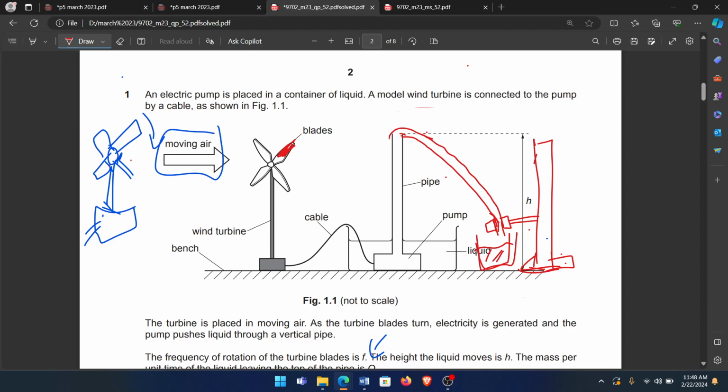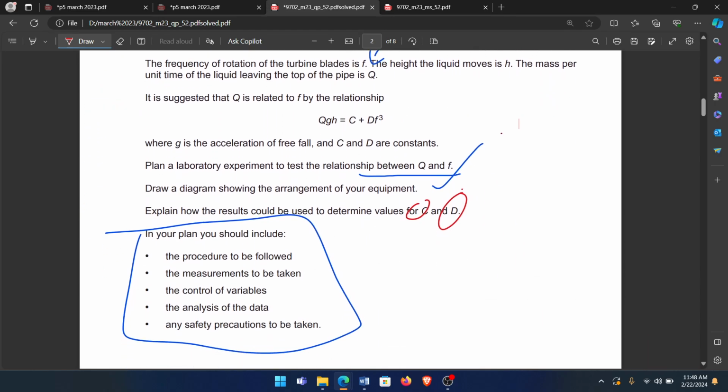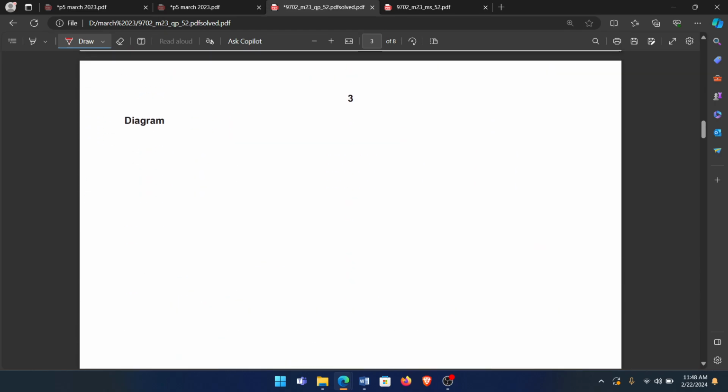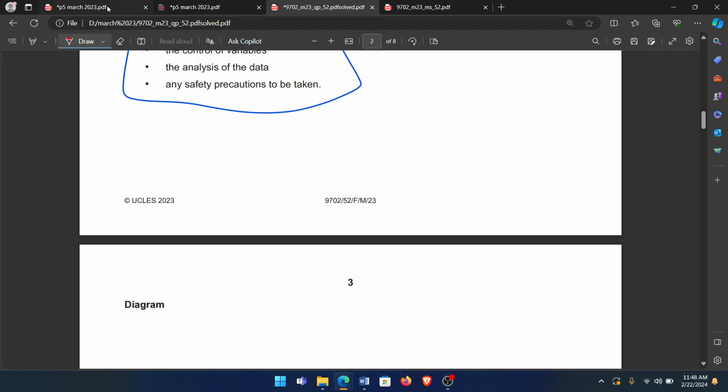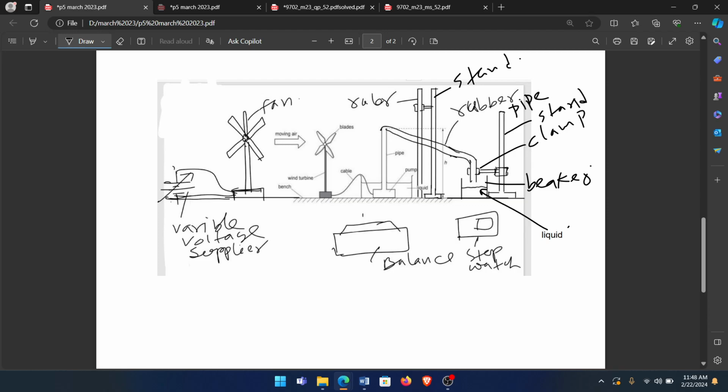Note one thing: when you are adding further devices, you must label them. If you don't label them, it is totally meaningless. Look, this might be an experimental setup. What additional apparatus is added here?